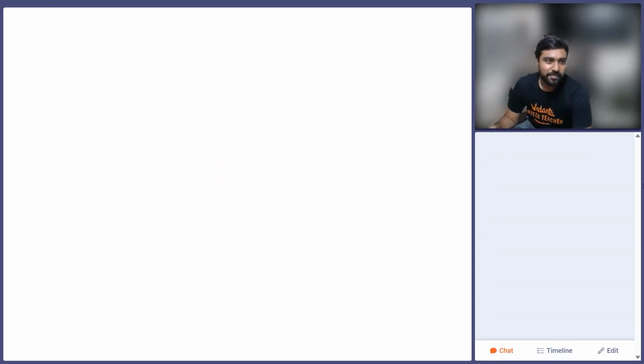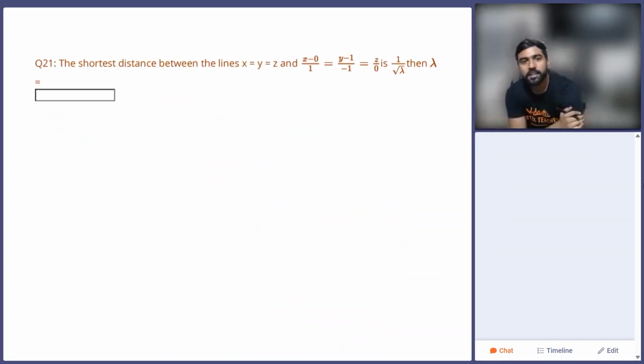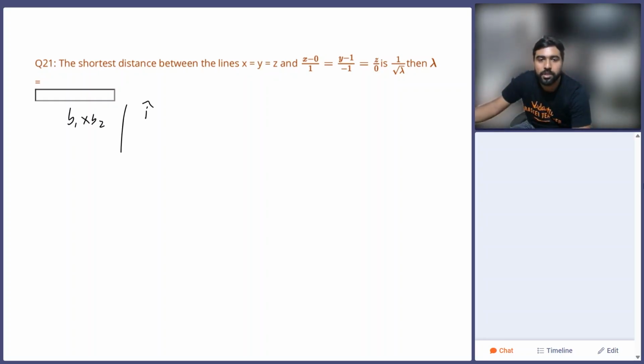Okay, moving on. Shortest distance, easiest type of question that you could ask for. What is your B1 cross B2? First of all, let's find out. So i cap, j cap, k cap. B1 has 1, 1, 1. B2 has 1, minus 1, 0. So this is i cap minus minus, plus i cap. For j cap you have 0, minus minus minus, it will become plus. And for k cap you have minus 1, minus 1, minus 2 k cap. This is your B1 cross B2.